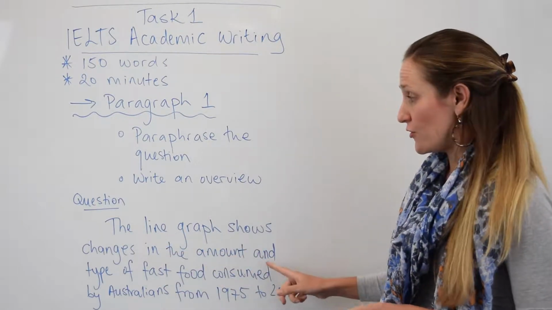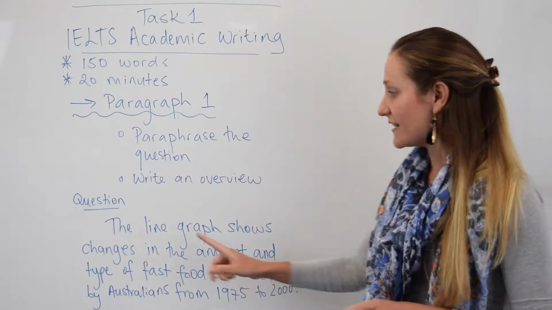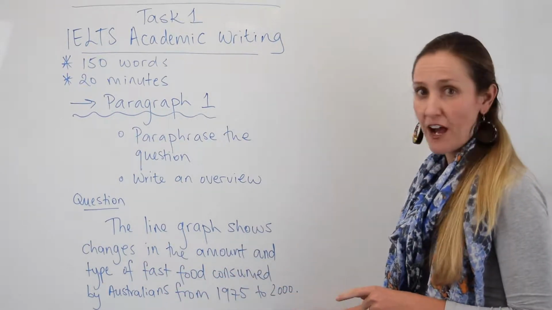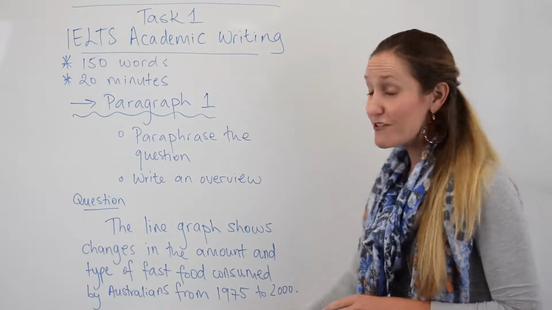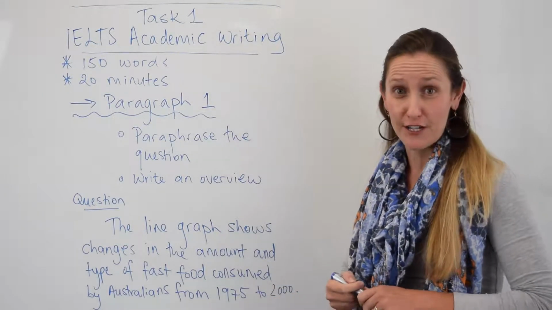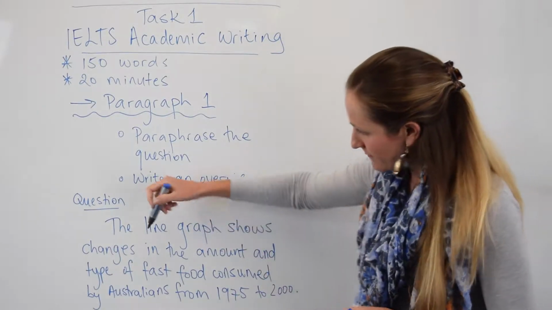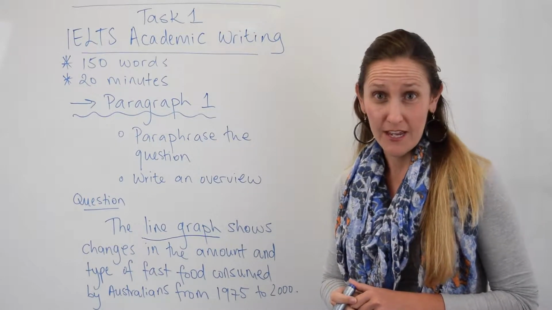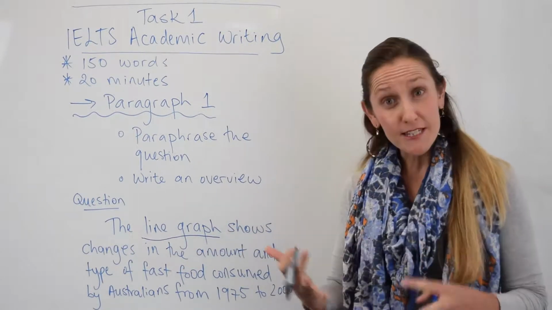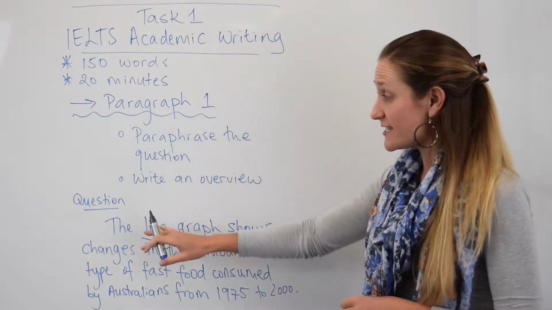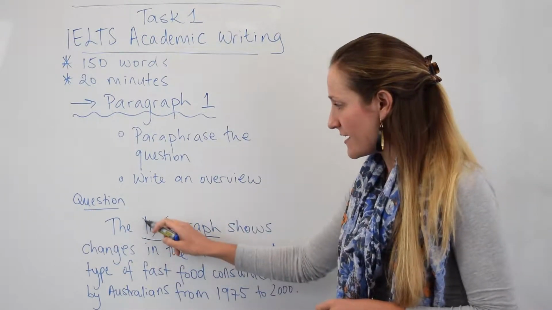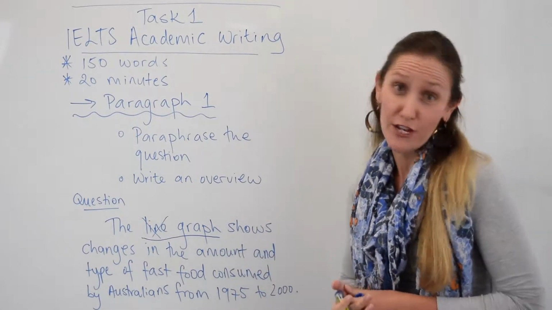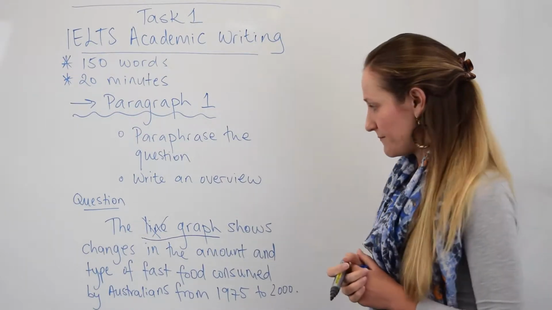The line graph shows changes in the amount and the type of fast food consumed by Australians from 1975 to 2000. So there's a couple of different ways that you can paraphrase a question like this. The first is by changing the name of the data. So a line graph is a very specific type of graph. Rather than saying line, you can simply say graph. That makes it easy and shows the examiner that you're not simply copying the name from the question.